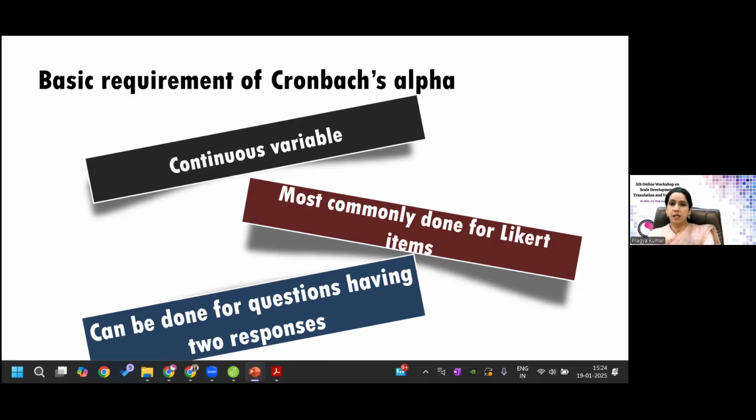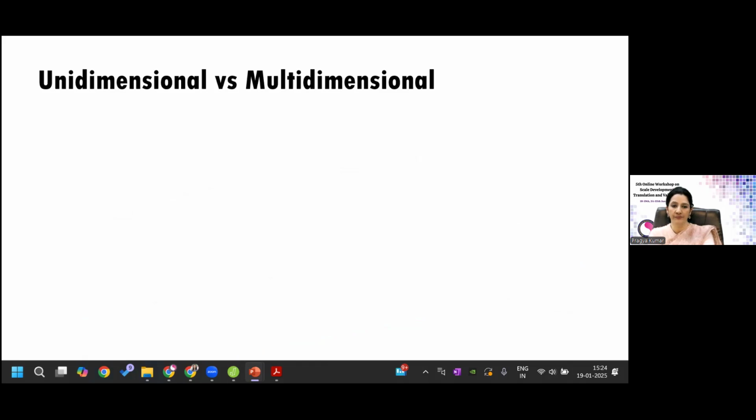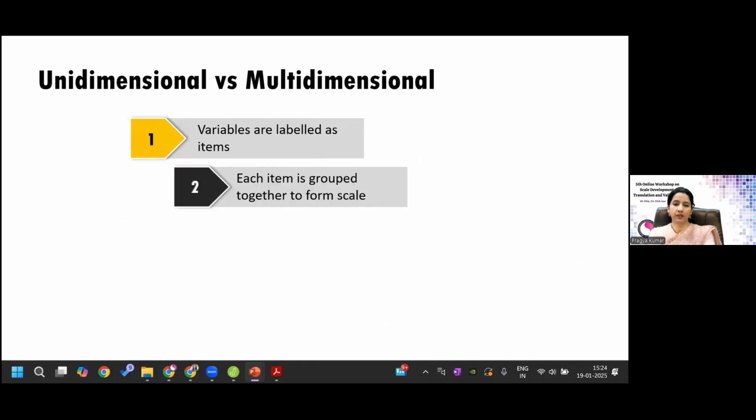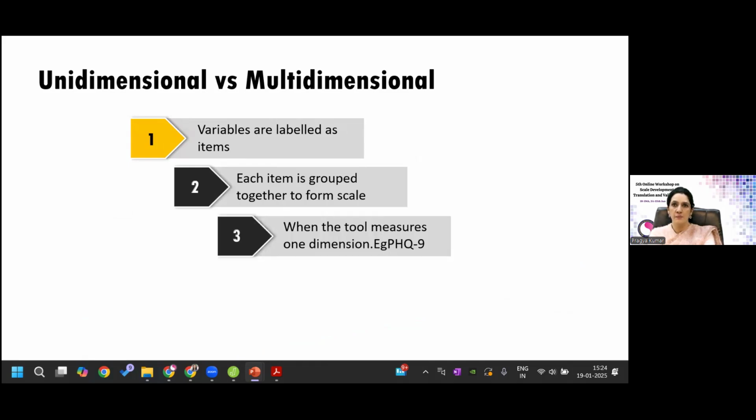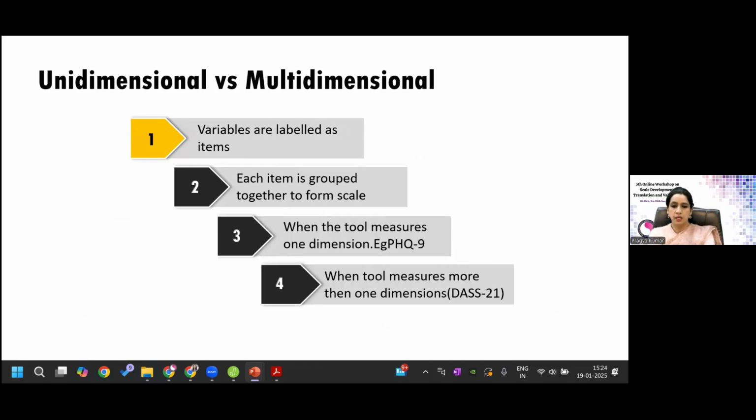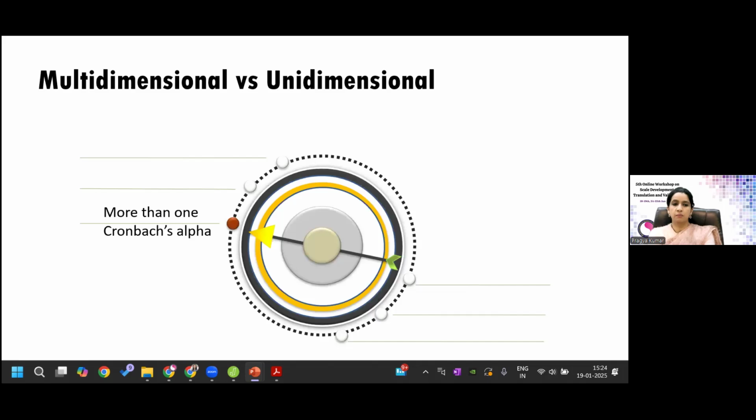Generally, that is done for checking the reliability if it is a binary response. We know about unidimensional and multidimensional scales. So the variables are grouped into items, and then items form a scale, like PHQ-9 and DAS. So what is a multidimensional scale? We have seen it in the example of WHOQOL-BREF.